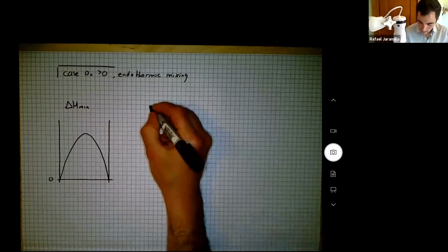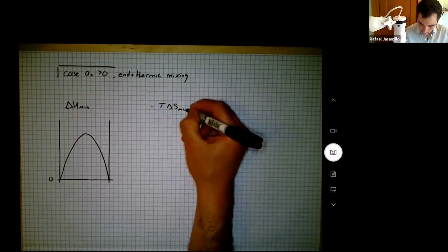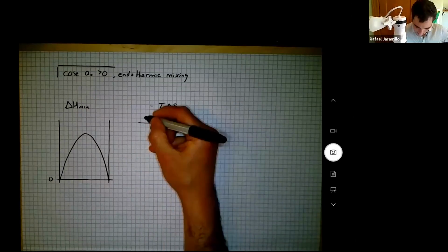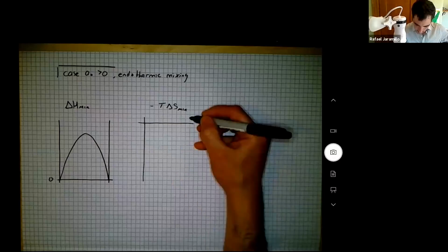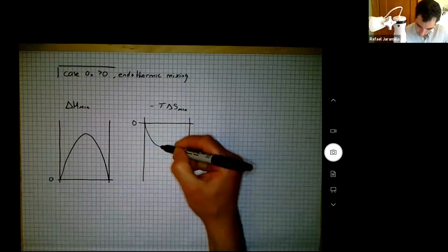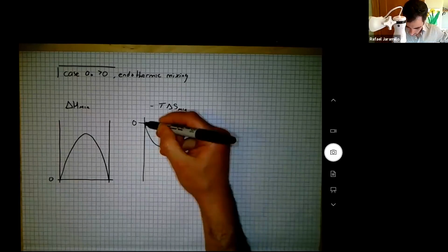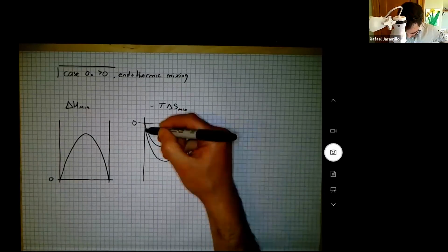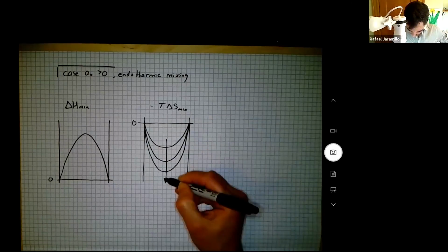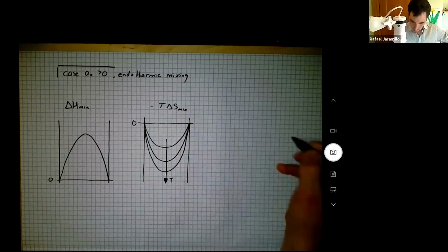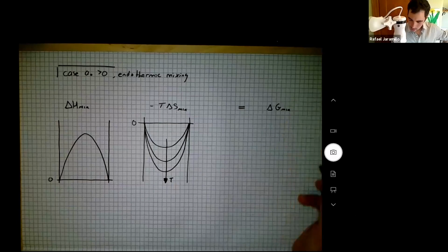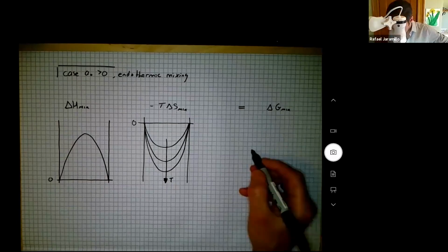But the ideal entropy of mixing is still the same. So this thing is strictly negative with the x log x's. So we still have this series. And the combination is delta G mix. And now our function is a little more interesting.